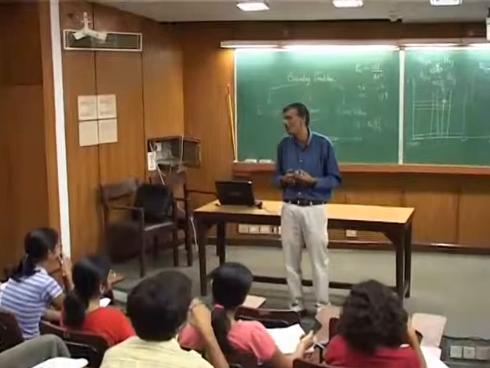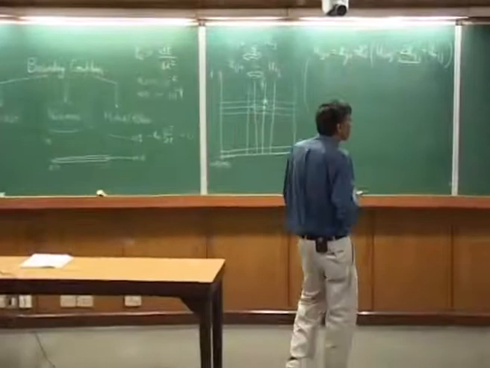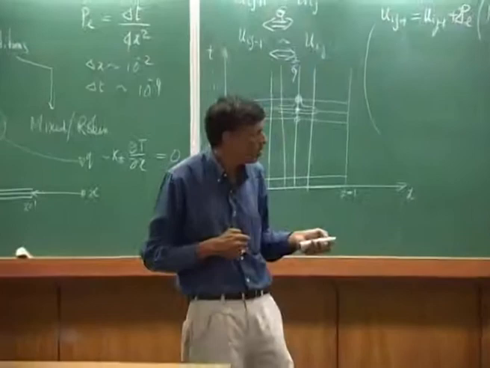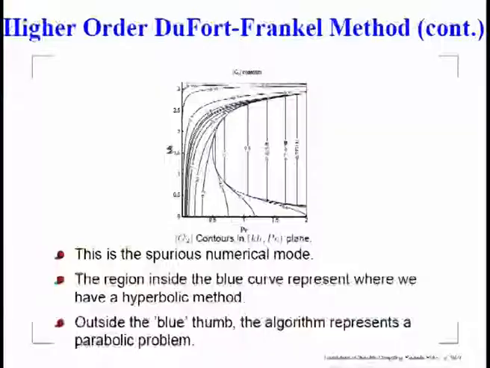So, this is something that we see for the Richardson method as well as the Dufort-Frankel method, that we do end up having a spurious numerical mode. And once again, I told you the region inside the blue curve is where we have the hyperbolic equation, and outside this the algorithm represents the original parabolic problem. But you also realize that for this mode, you can download the material and take a look, most of the small values of kh, for very small values of Peclet number, are close to 1. So, it does not hurt very much.